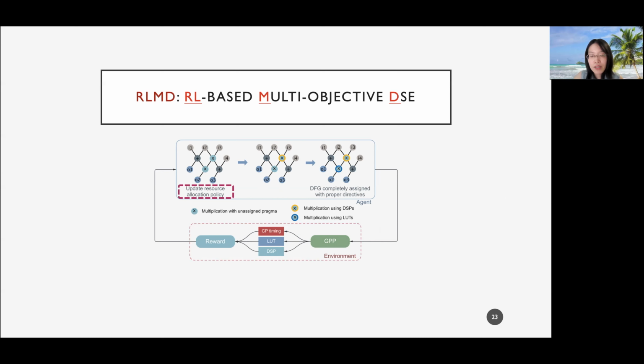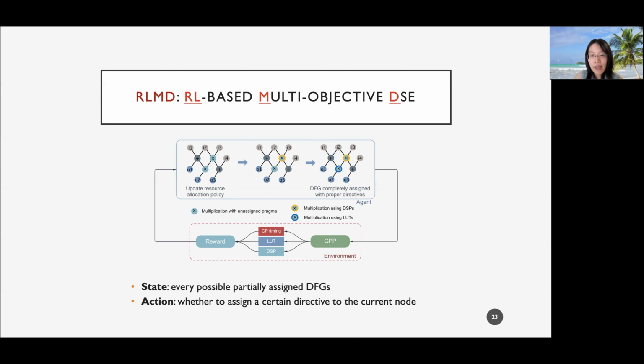In this formulation, the states are basically every possible partially assigned DFG. The action at each time step is whether to specify the current node to be implemented by LUTs instead of DSPs. We define the reward to be 0 for intermediate steps, and at the very end, the reward is considered as a negative weighted sum of predicted resource utilization.